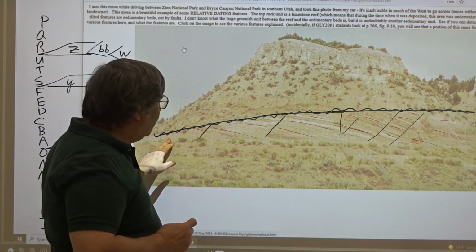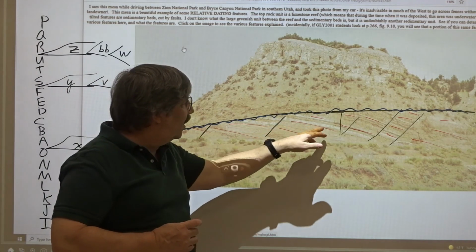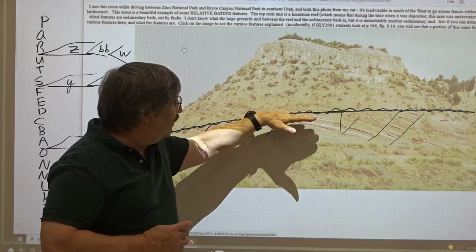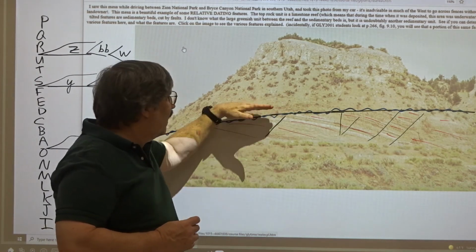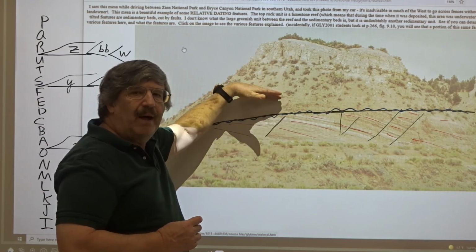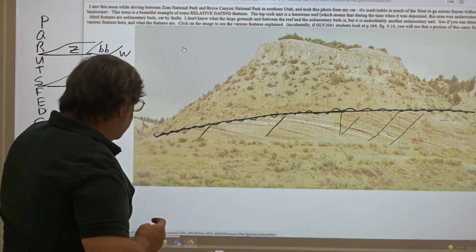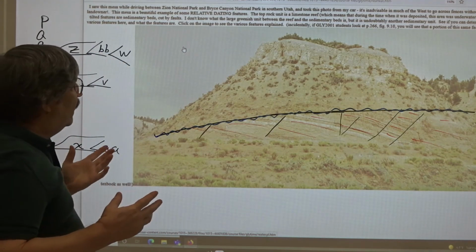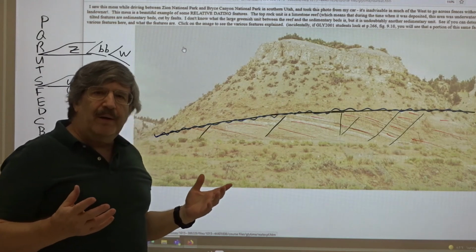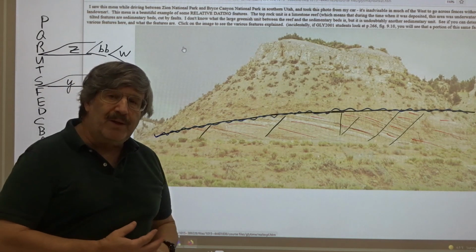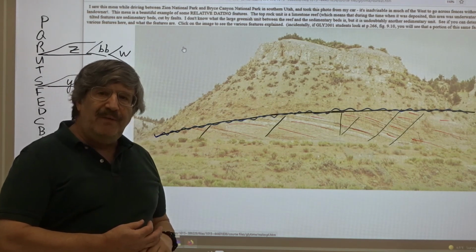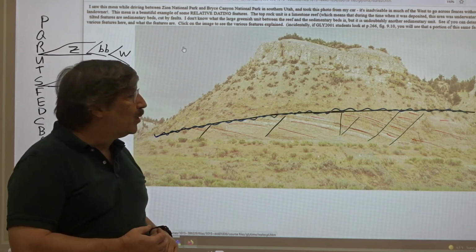This would be the oldest feature. The faults would be younger than these sediments. The unconformity would be younger than the faults. And then all these sediments would get younger as you work your way up towards the surface. So the things that we've learned in this video are not unrealistic. We really do see features like this in the real world.